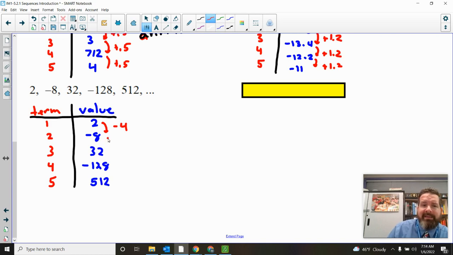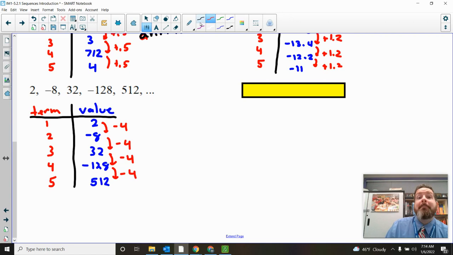32 divided by negative 8. Well, 32 divided by 8 is 4. They're different signs, so it's going to be a negative again. Now 128 divided by 32, it's going to turn out to be 4 again, but never hurts to check with a calculator. Sure enough, a negative 4 when you do negative 128 divided by 32. And then let's just check the last one. So 512 divided by negative 128, got a negative 4 one more time.